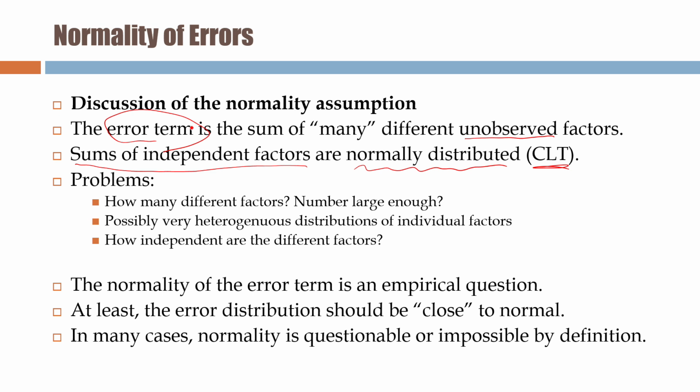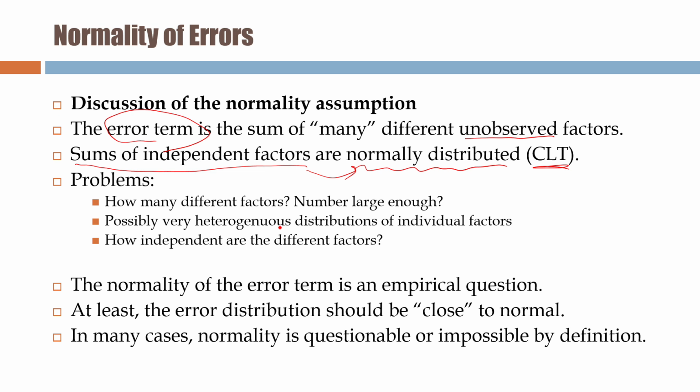Okay? So the question is, can we assume that way? How many different factors do we have? Do we have enough factors? We don't know. This is an unobserved factor, so we don't know how many unobserved factors are out there, and possibly a very heterogeneous distribution of the individual factors.